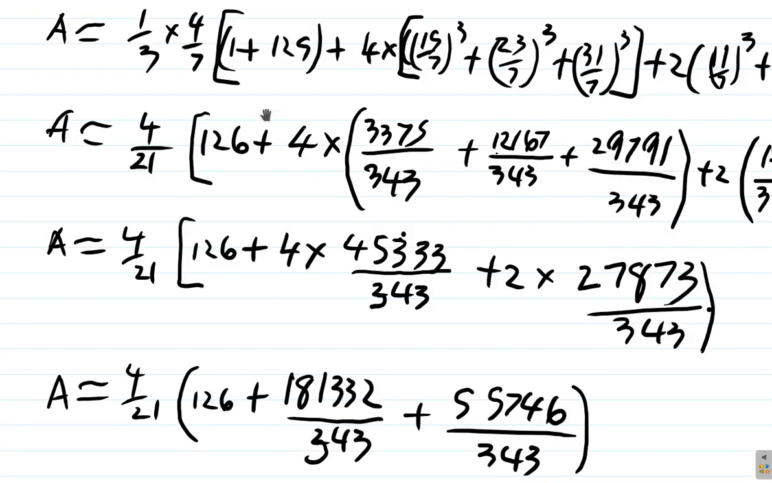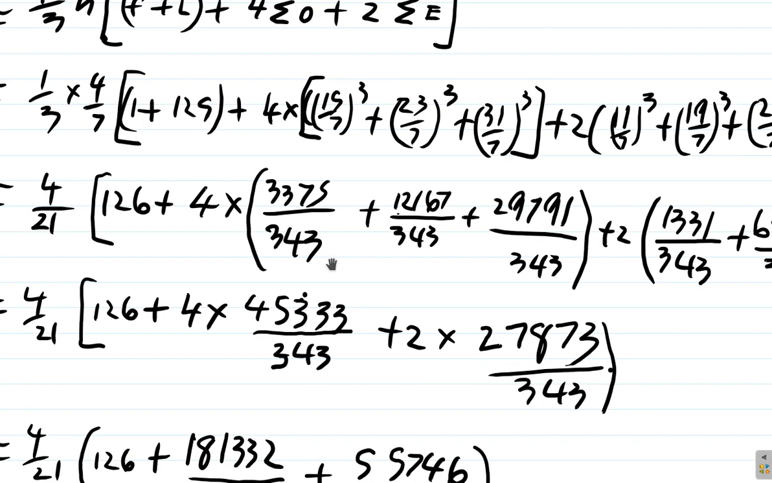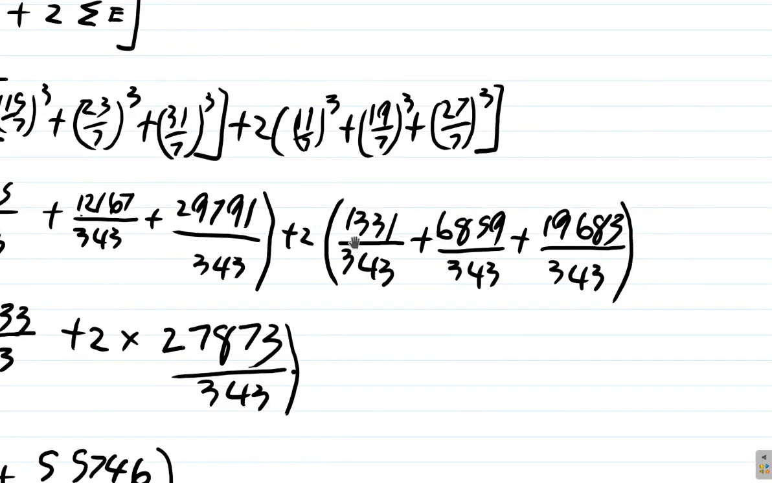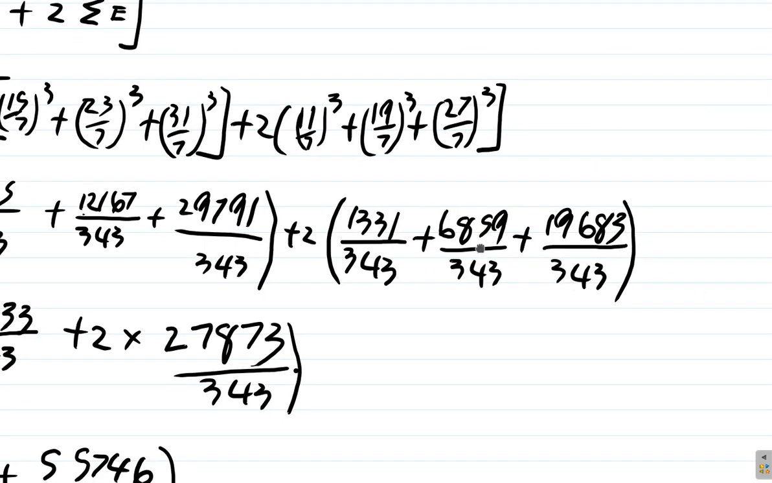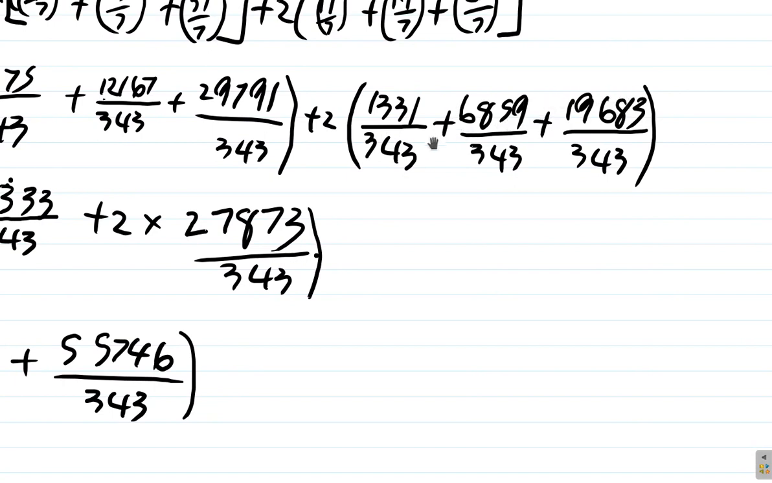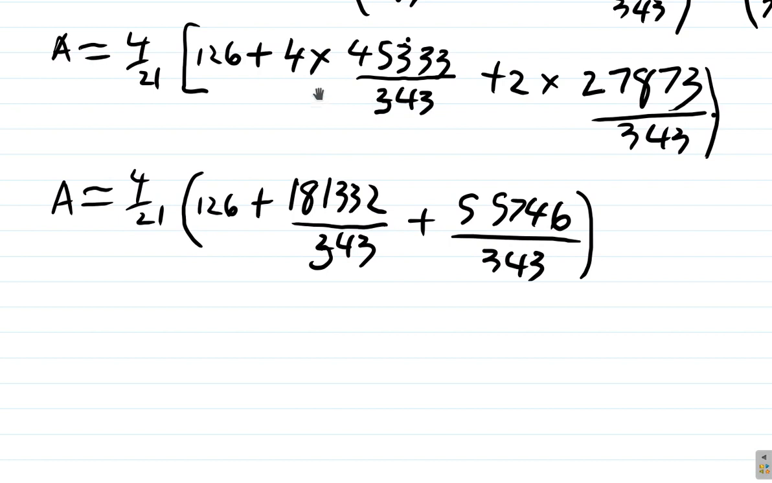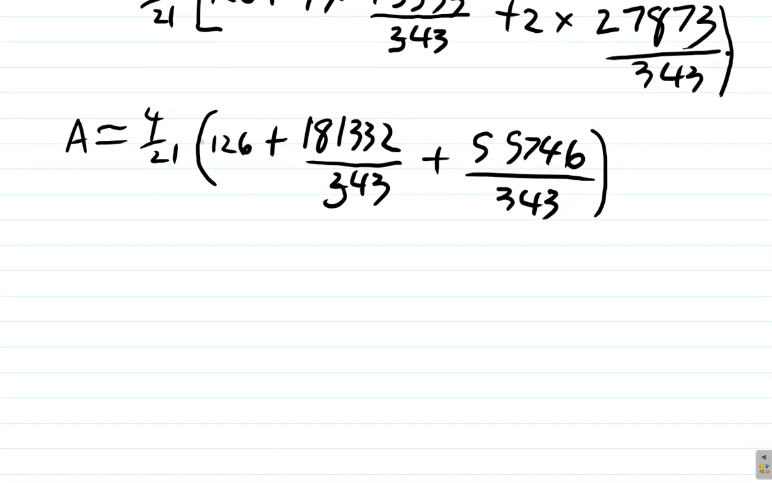So what I did was pause the video and work these out, keeping them as fractions because I don't want to lose too much accuracy by writing them as decimals just yet. So I had 15 cube is 3375 and so on. 7 cube is 343. So each of them is over 343. 11 cube is 1331. 19 cube is 6859. 27 cube is 19683. Then I added the numerators, since they have common denominators. Remember your fractions. So multiply the numerator by 4, and multiply the numerator here by 2. So this is the figure I get so far.